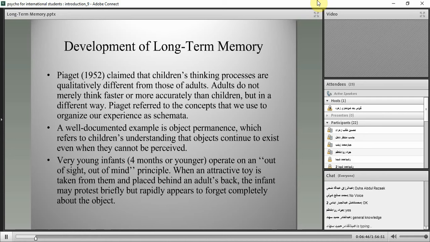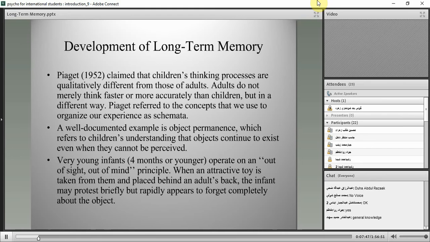One well-documented example regarding the development of long-term memory is object permanence, which is when information about an object continues to exist in our semantic memory. This concept refers to children's understanding that objects continue to exist even if they cannot be perceived, right? So children come to understand that even if they cannot see an object, it still exists, and this points to the development of their long-term memory, namely semantic memory.